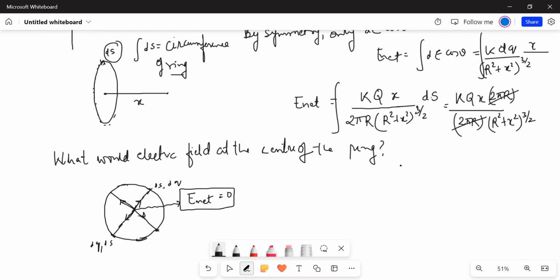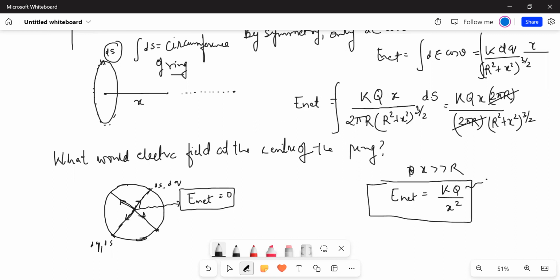And at a very far away distance, if you want to calculate, that is, if x is way greater than r, basically, if you're going very far away, then x will be dominating. And if x is dominating, you can take x square common out from here. So you'll get x cube, and this will give you the net electric field as kQ upon x square. I think this is quite easy to find. You'll simply get kQ upon x square, which is equivalent to the point charge.